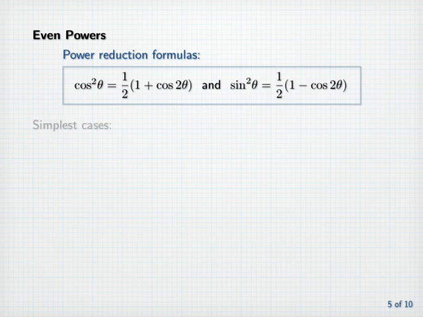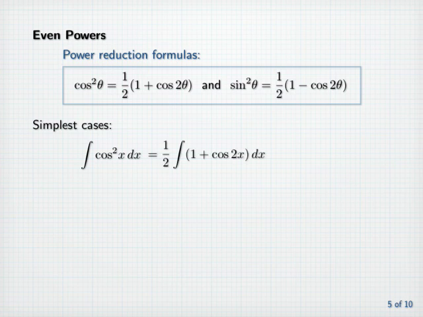Now let's look at the two simplest cases. First, let's consider the integral of cosine squared x dx. By the identity above, this is just 1/2 of the integral of 1 plus cosine 2x dx. This gives us 1/2 of x plus sine of 2x divided by 2 plus c.